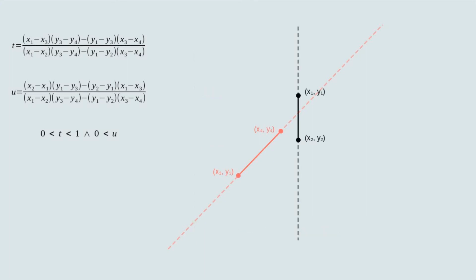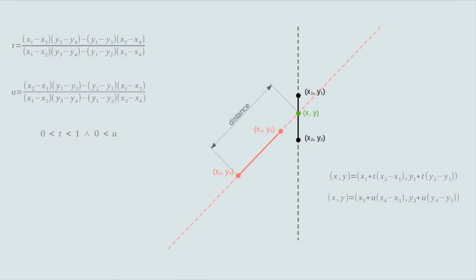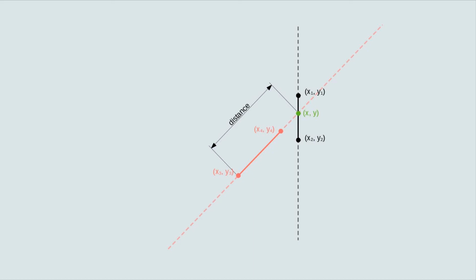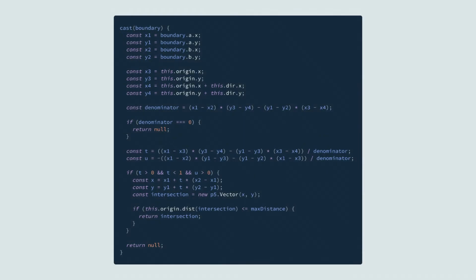So obviously, the ray and the track boundary are intersecting in a point with coordinates x and y. In order to calculate these coordinates, we can use one of these two formulas. Another thing I'm checking is the distance between the origin point x3, y3 and the intersection point. If that distance is greater than a constant that I've called max distance, I'm assuming that there is no intersection. Let's have a look at the code I wrote to get the intersection point.